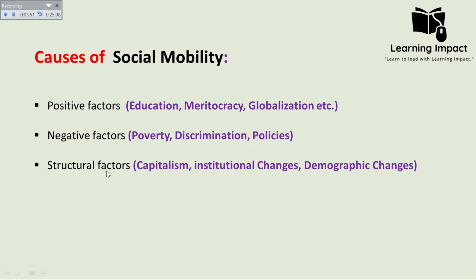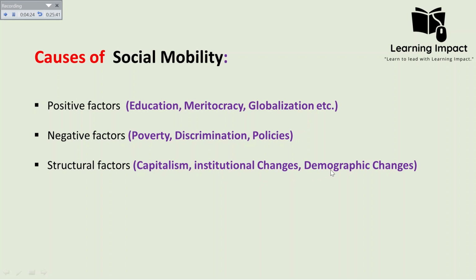Then the structural factors. Structural factors include capitalism. For example, how capitalism either pushes or overcomes the chances of social mobility in a society, institutional changes and demographic changes also. For example, in the case of the baby boom in 1960, when there was a high birth rate. Of course, if the society is more populated, or the youth population is high, it will affect the opportunities available to each and every person.